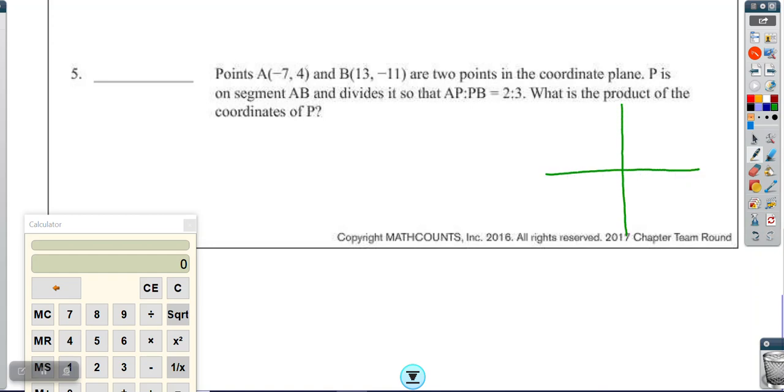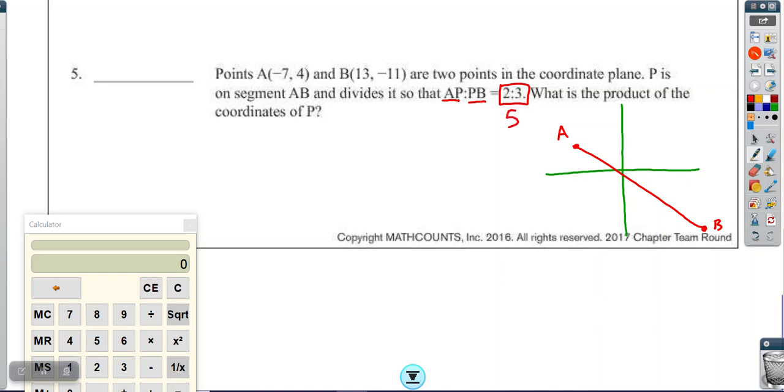So we have our coordinate plane, and -7, 4 is going to be somewhere around here. I'm just ballparking here. That's point A. And B is at 13, -11, so let's say that's way down here. And so we have a line connecting the two. And point P is on this line such that the ratio of AP to PB is 2 to 3, which means I need to break this line into 5 total segments.